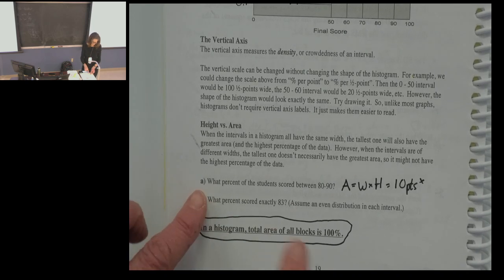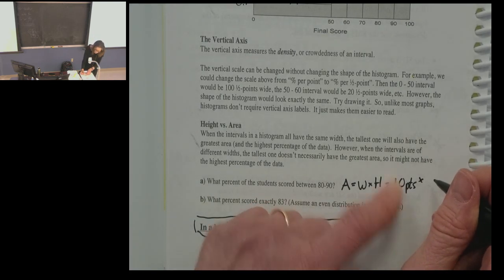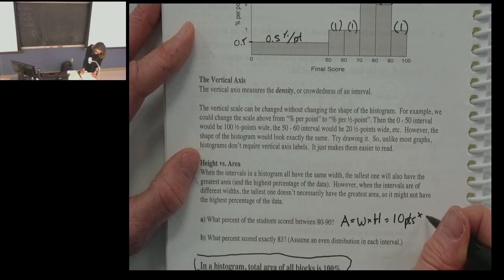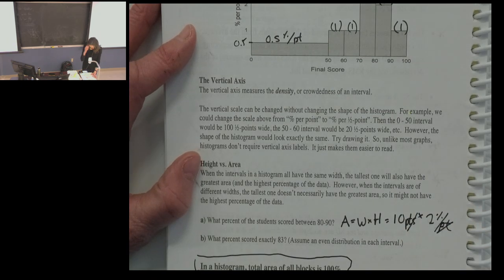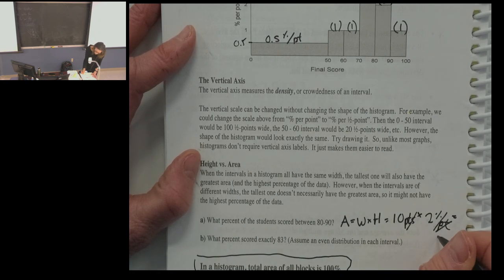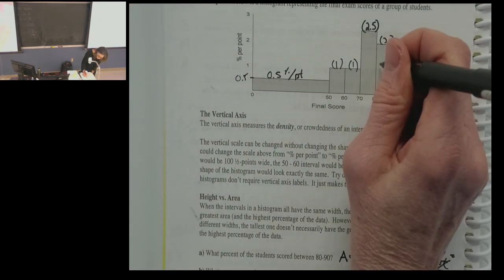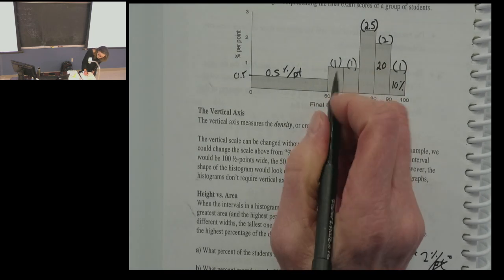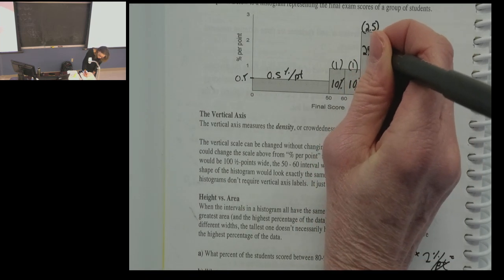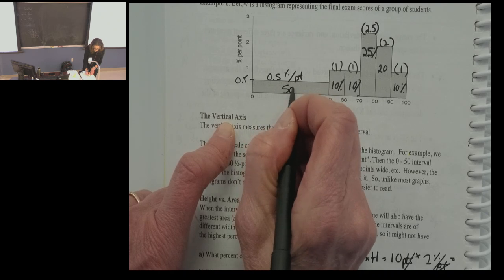It says, what percent of the students scored between 80 and 90? That's 10 points times 2% per point. You see the points cancel out, and we get 20%. That's the answer. Why don't we do them all? So we know that this is 20%. What's this one? That's 10 times 1, 10%. And these are all 10 times 1, so this is 10%. See, they're the same. This one is 10 times 2.5, so that's 25%. And what's this one? 50 times a half, so that's 50%.